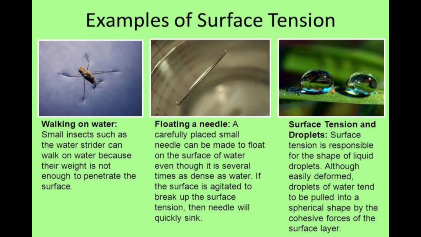Let's take another example: surface tension and droplets. Surface tension is responsible for the shape of liquid droplets. We already discussed this. Although easily deformed, droplets of water tend to be pulled into a spherical shape by the cohesive forces of the molecules, especially water molecules.